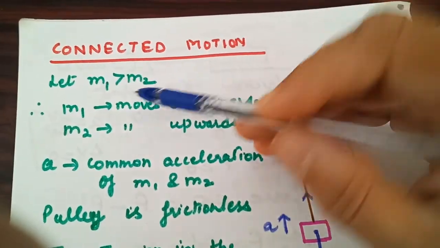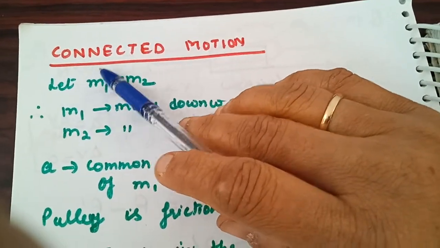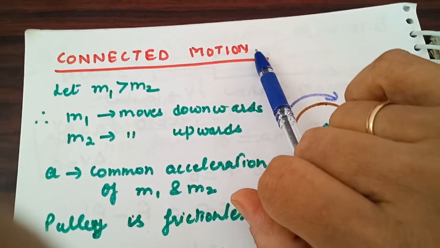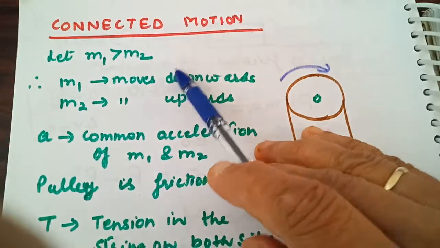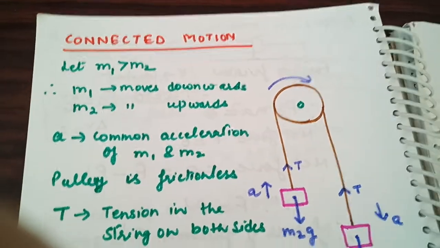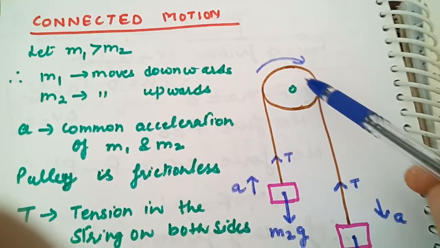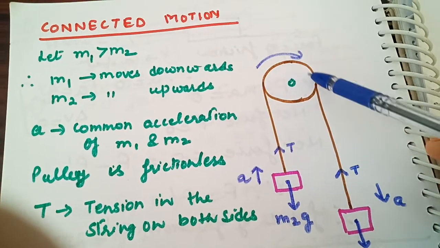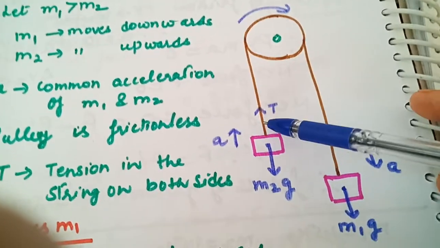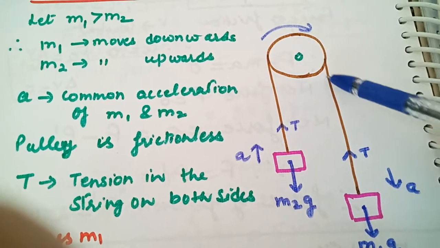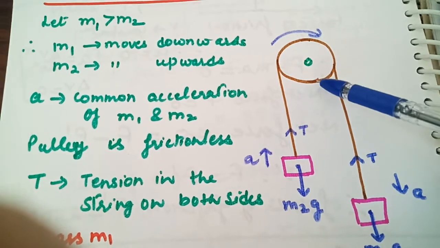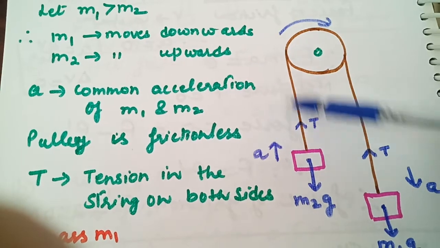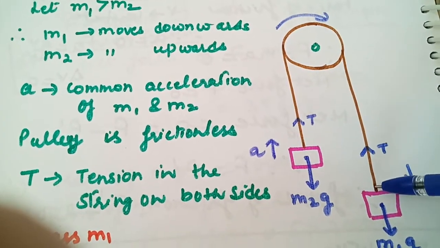Now children, this is the concept of connected motion. This is a free body diagram. In this free body diagram, I have taken a pulley, and over this pulley a light inextensible string is attached. This is one string passing over the frictionless pulley. We consider that this pulley is frictionless.